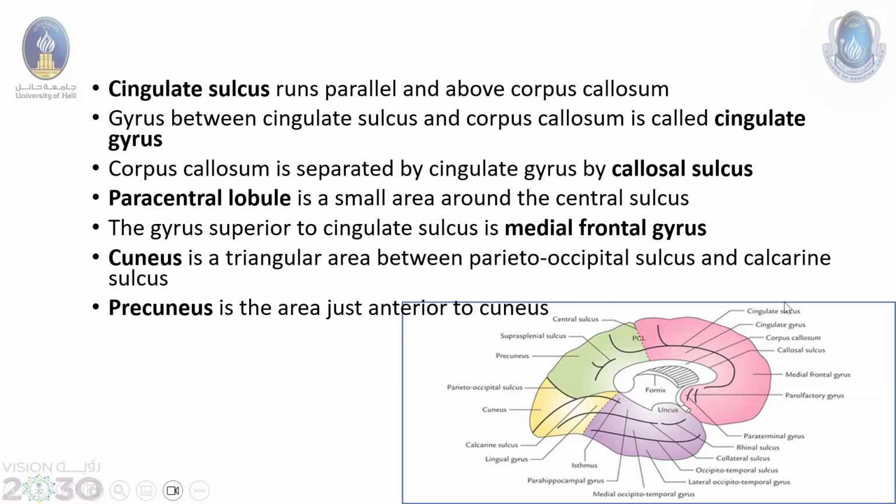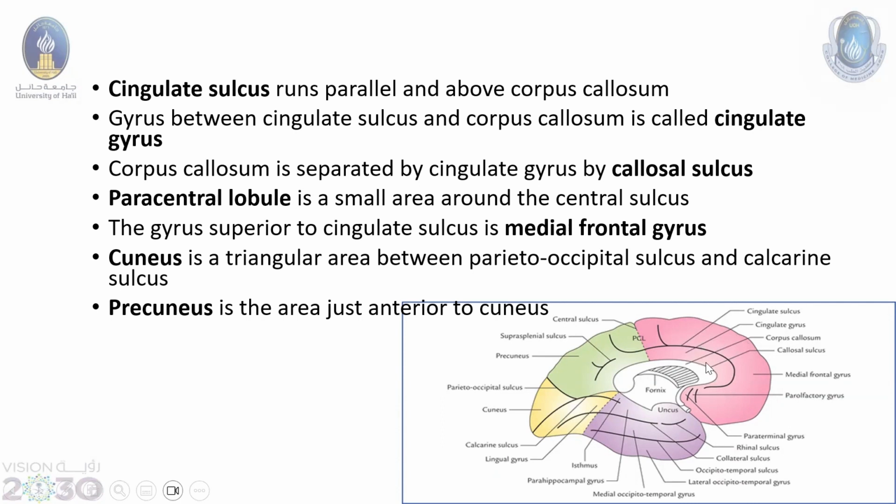This is called the cingulate sulcus. And the gyrus between the cingulate sulcus and the corpus callosum is called the cingulate gyrus. So this is the elevation, the cingulate gyrus, and the depression above that is called the cingulate sulcus.